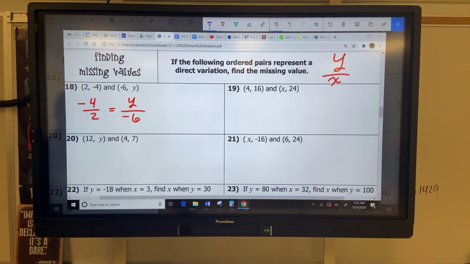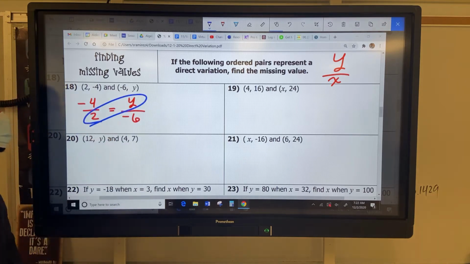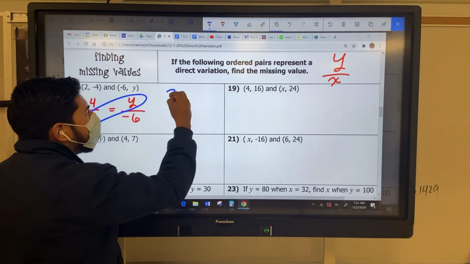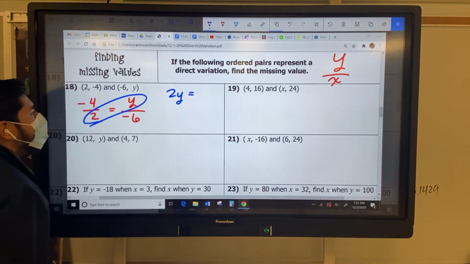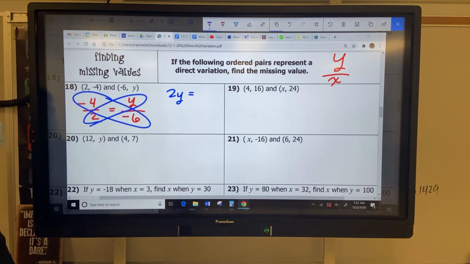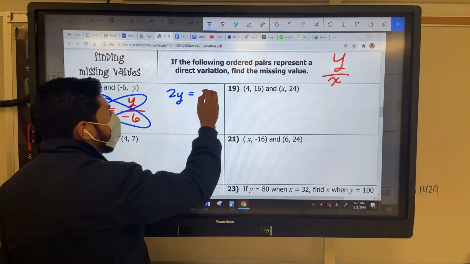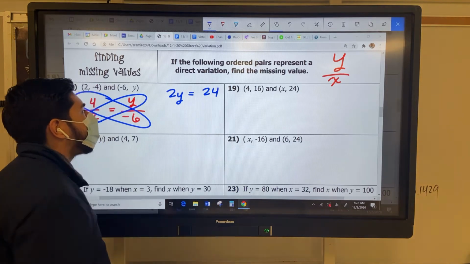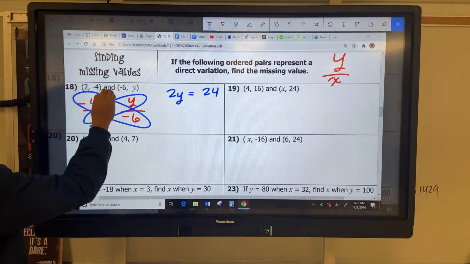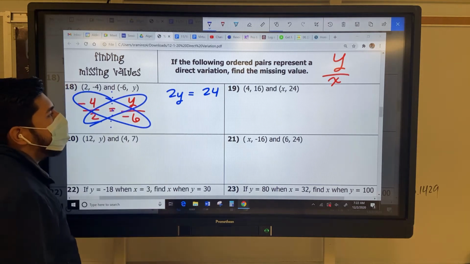Okay? Butterfly method is, I'm going to get this guy. 2 times y is 2y equals, and then negative 4 times negative 6. Put that in your calculator. Negative 4 times negative 6 is 24. This is the butterfly. If you guys can't see it, little beautiful butterfly. And then we solve for y here.